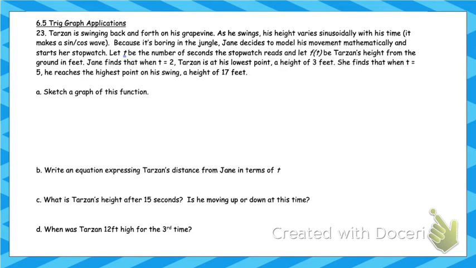All right, so the last thing we're going to look at are the applications. Now, again, this first one's really good practice on writing the equation. So Tarzan is swinging back and forth on his grapevine, and as he swings, his height varies sinusoidally with time. So your height and time here are going to make a sine or cosine wave. A swing is a really good example of this. Swings, circular motion, those are the most common things we'll see.